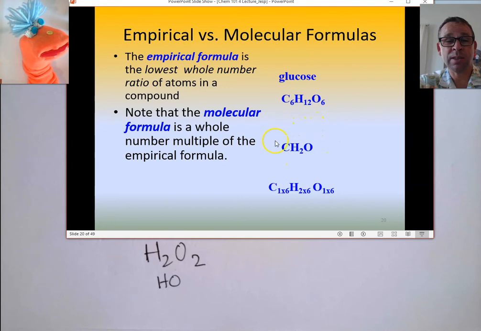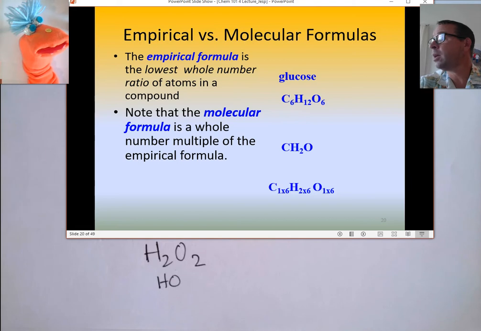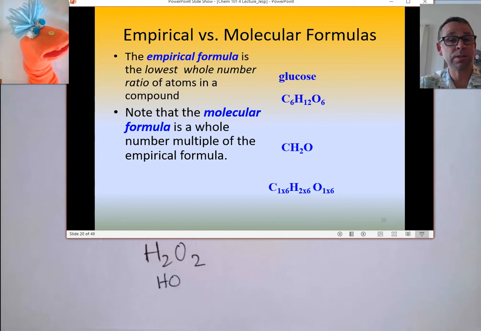You can also see that there's a relationship here, right? A multiplier exists between these two. If you take the empirical formula and multiply it by 6 in this case, then you get the molecular formula. All right? And this empirical formula information is useful because simply by knowing the mass percent, or the mass of the different components, the different elements in a compound, we can derive the empirical formula for that compound, okay?